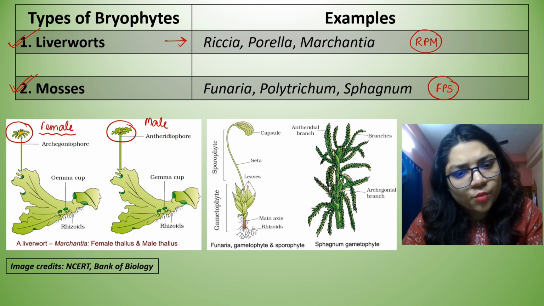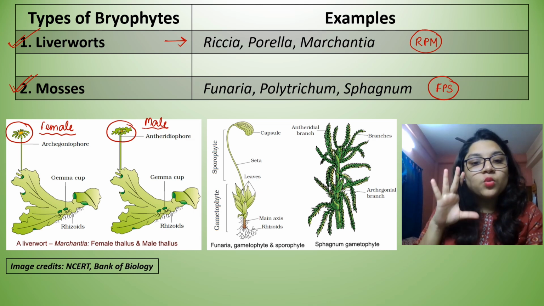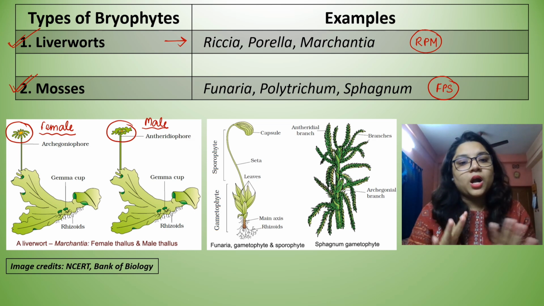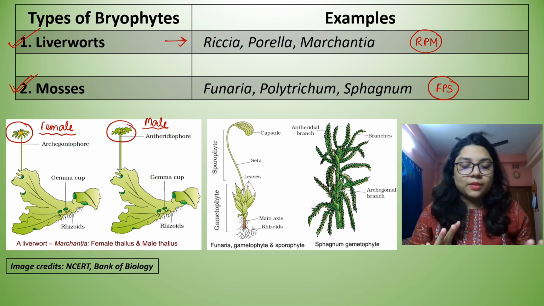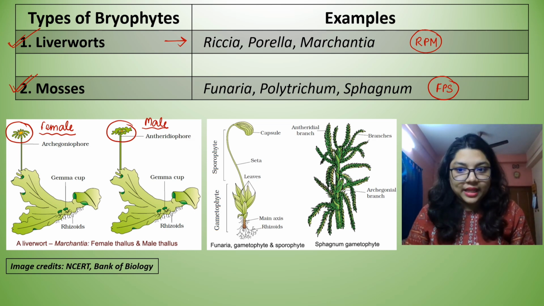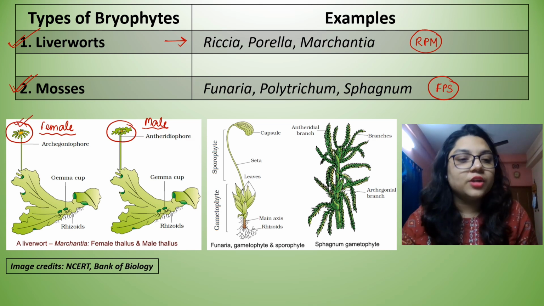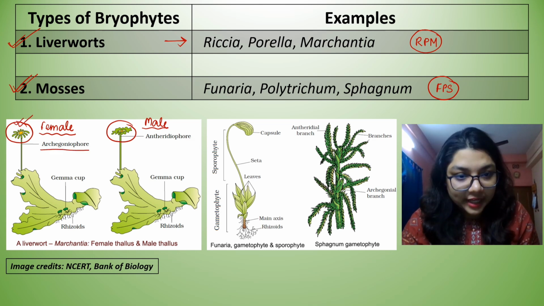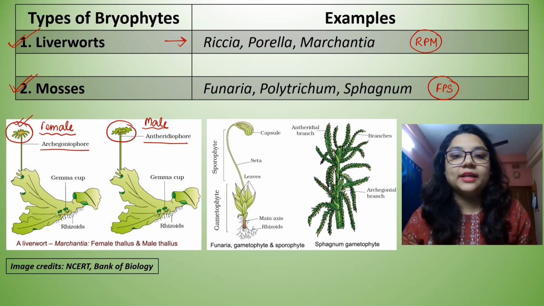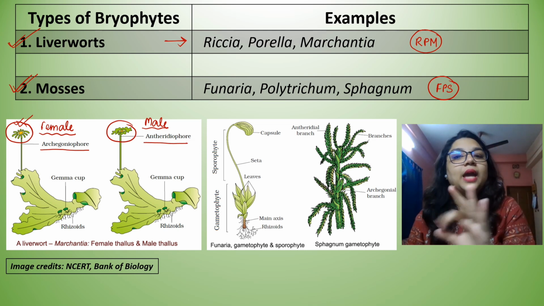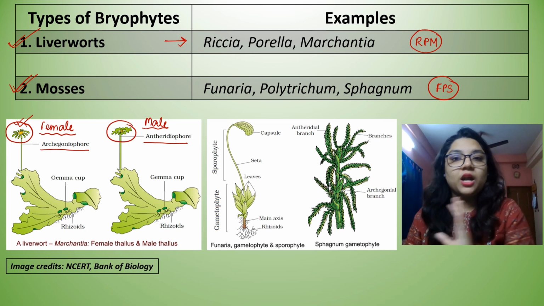These are the small things you have to notice in the diagram. The rest of all, the rhizoids and the gemma cups, are exactly the same for the female thallus and the male thallus. The difference is in the upper structure, where you have marked the archegoniophore and the antheridiophore. Okay, so that covers our RPM: Riccia, Porella, Marchantia.